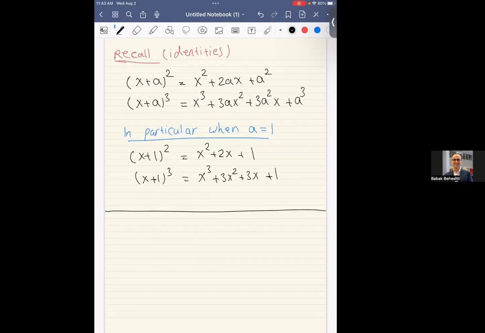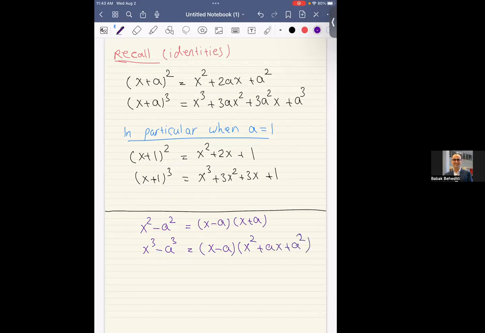So now another important identity is like what is x squared minus a squared? x squared minus a squared is (x minus a) times (x plus a). x cubed minus a cubed is (x minus a) times (x squared plus ax plus a squared).